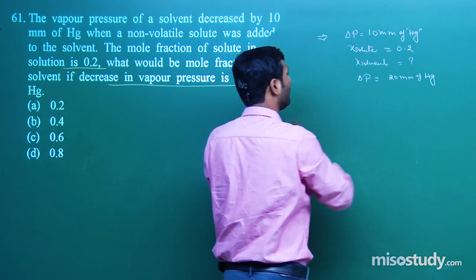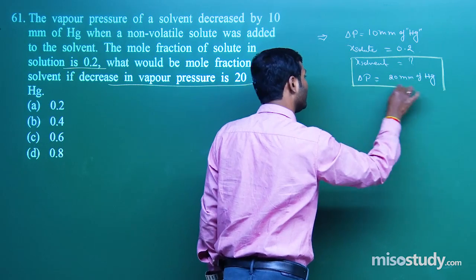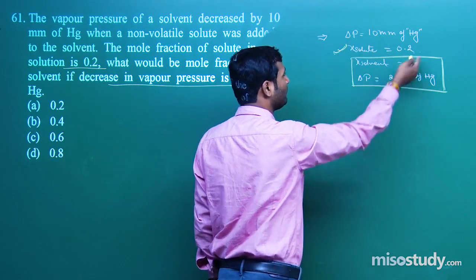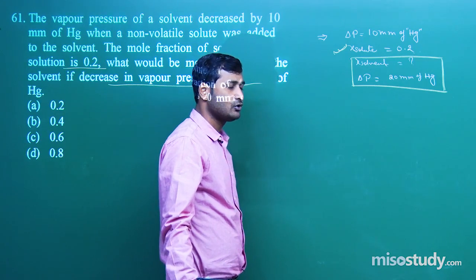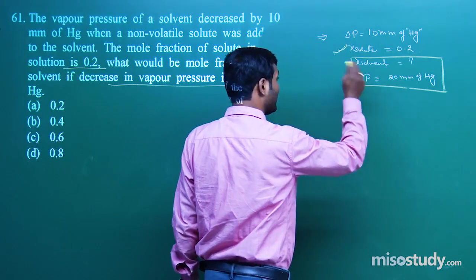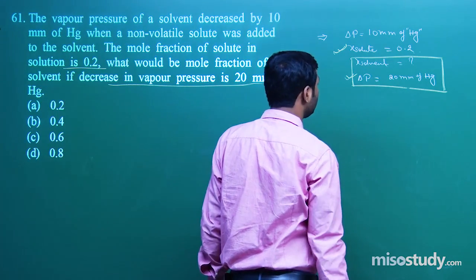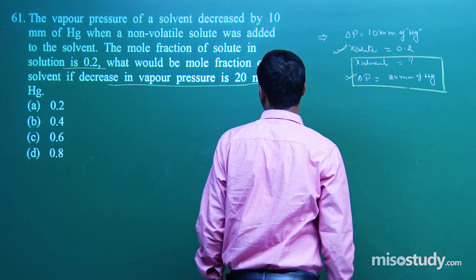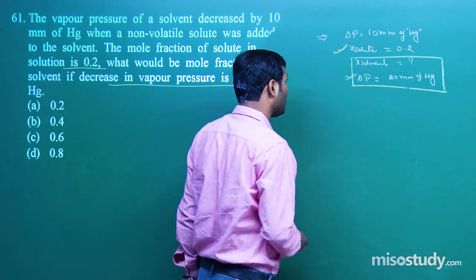Then how to find the mole fraction of solvent? So slightly different. Do not go to the normal method. If the mole fraction of solute is 0.2, so mole fraction of solvent is equal to 1 minus 0.2, 0.8. This is not the answer. They are asking, when the vapor pressure decrement is 20 mm of Hg, tell me the mole fraction of the solvent. Clear?